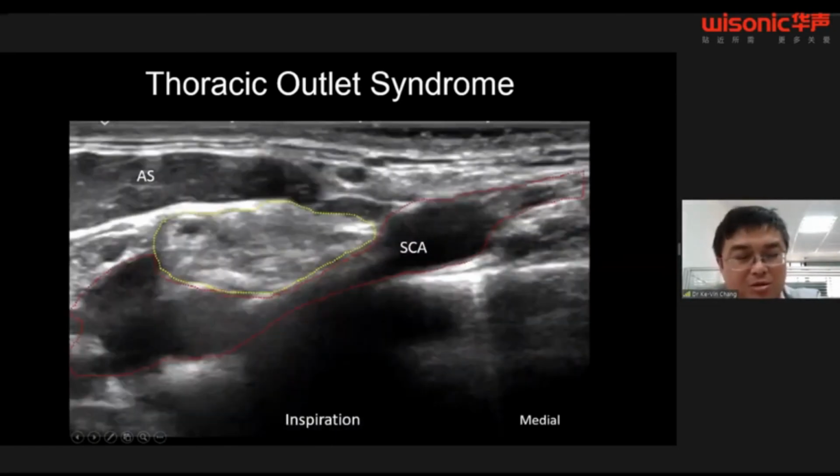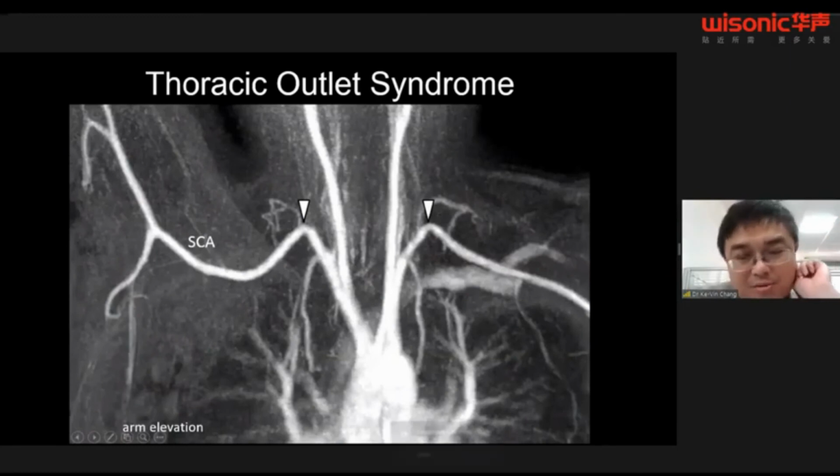And another common scenario we may encounter in patients with upper extremity problems is thoracic outlet syndrome. Thoracic outlet syndrome can be caused by direct nerve compression or by vascular insufficiency. And the vascular type is more prevalent than the neuronal type. So in this case, the patient complains of numbness when he tries to raise the arm, and it's also related to respiration.